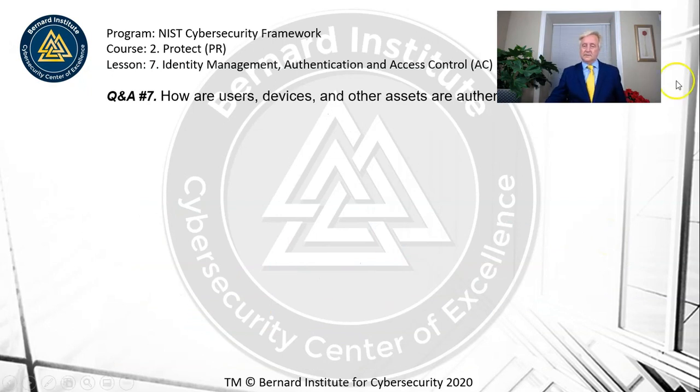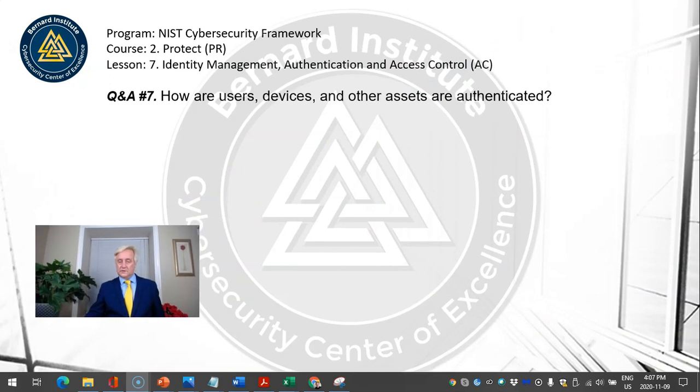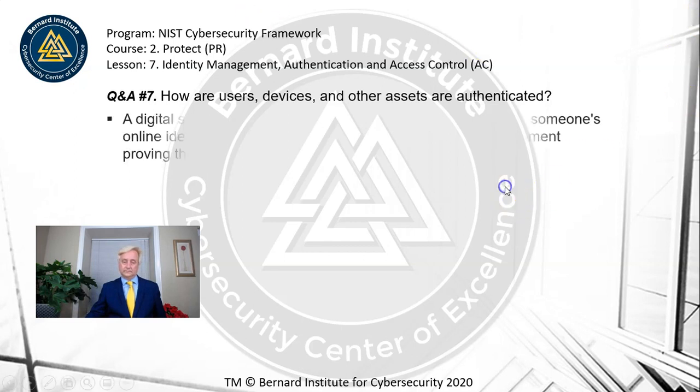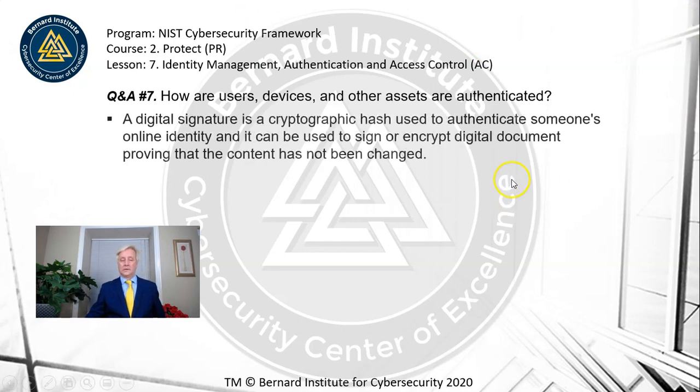Question 7, again. How are users, devices, and other assets authenticated? A digital signature, a cryptographic hash, can be used. I mentioned it before. You can attach it to your Gmail account, and when you log into things or respond to people, it automatically encrypts it. It's very handy.